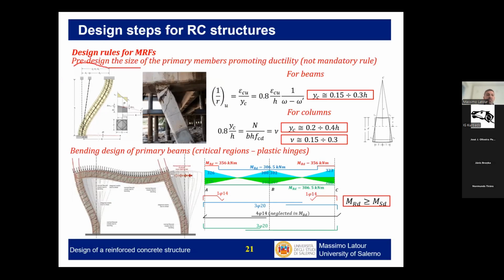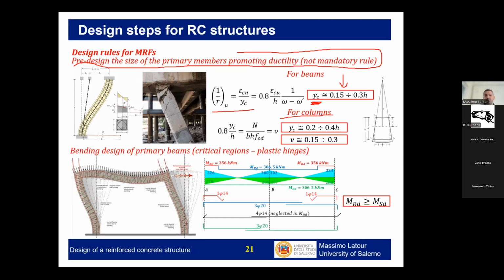Initially, I will pre-design the primary members to promote ductility. Let's say that the simplest way to promote ductility is to limit the position of the neutral axis in the design phase. So I can apply certain rules for the design of the cross-section based on the estimate of the initial bending moment, imposing that the neutral axis is limited, typically in the range 0.15 to 0.3 h. So the depth of the beam has to be sized in this way. This will allow me to easily fulfill this control on the ductility.